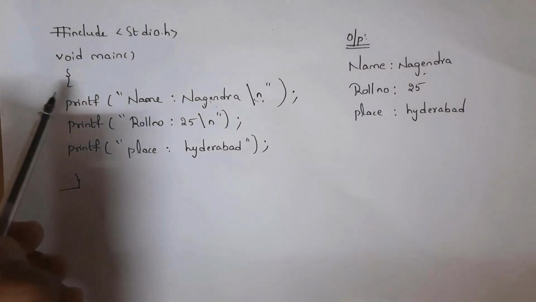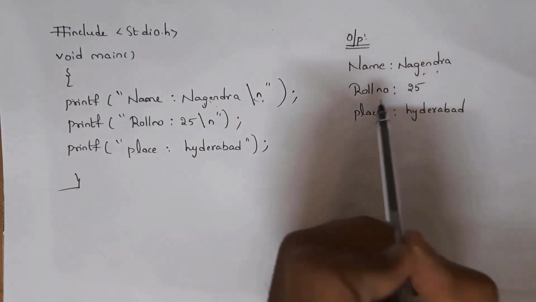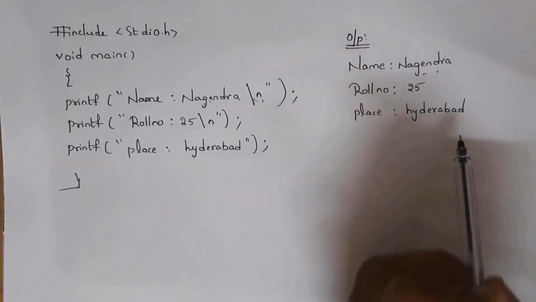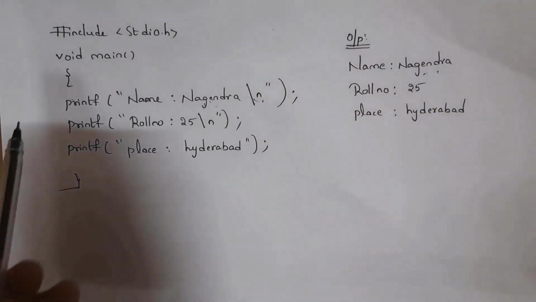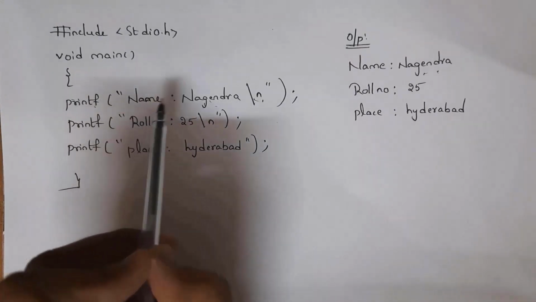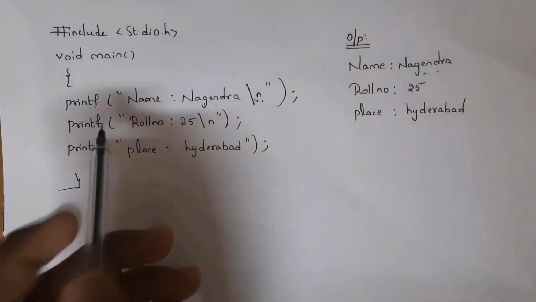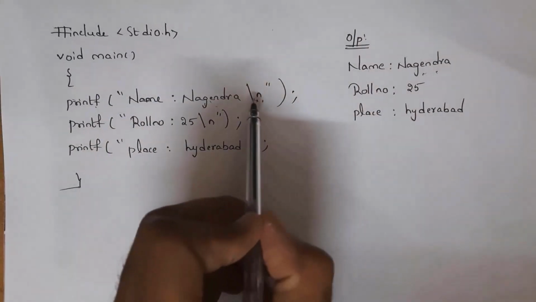This C program which I have written is in order to get this output: name Nagendra, and in the next line roll number 25, in the next line place Hyderabad. This is the output which I want. For that purpose, at first I took printf, and inside double quotations I wrote name Nagendra, and here I have given \n. Whenever you give \n, the next statement will be printed on the next line. So I have given \n here.